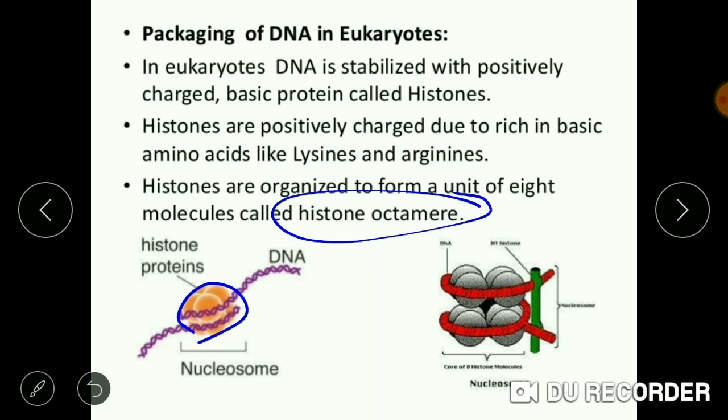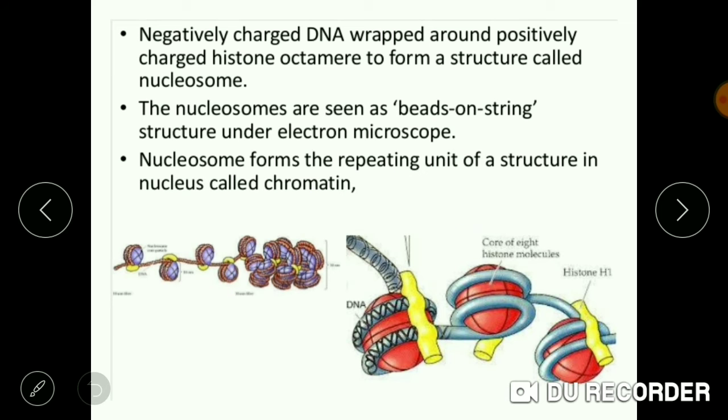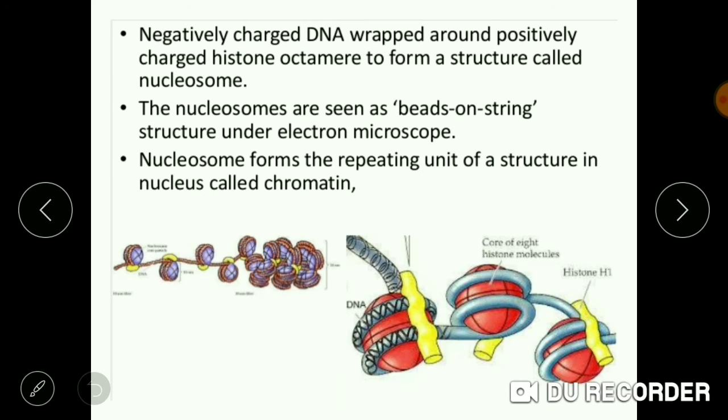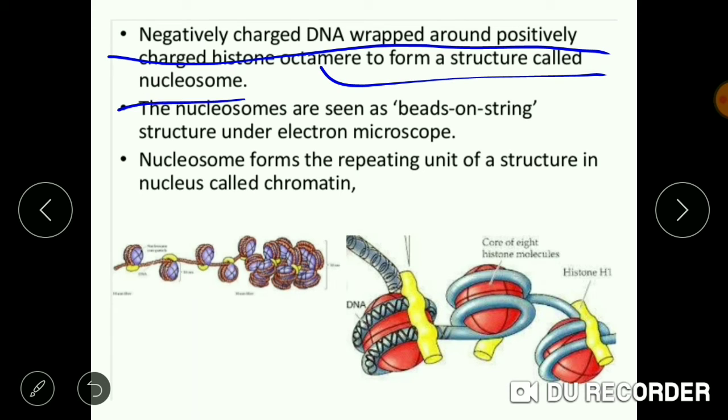So this is the histone octamer, consisting of small units of protein known as histones, which are positively charged. We can see that the negatively charged DNA is wrapped around the histone octamer. So the negatively charged DNA is wrapped around the positively charged histone octamer to form a structure called a nucleosome. Nucleosomes are seen as a beads-on-a-string structure under the electron microscope.